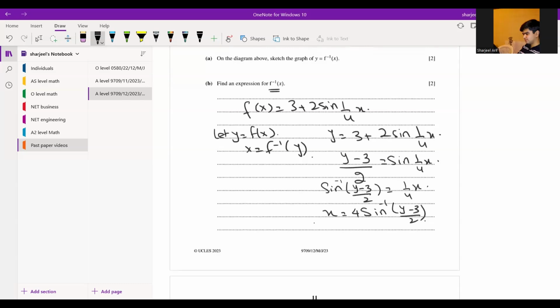We can substitute the values of x here as well, and then substitute the variables. You will get 4 sine inverse x minus 3 over 2. That would be your answer.